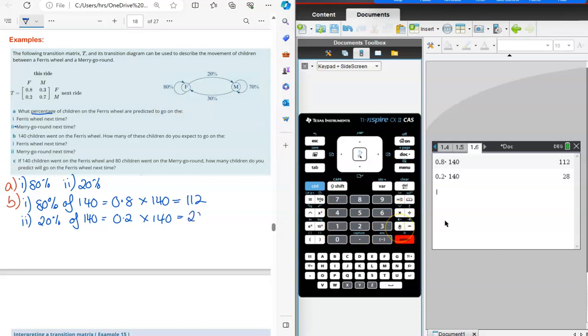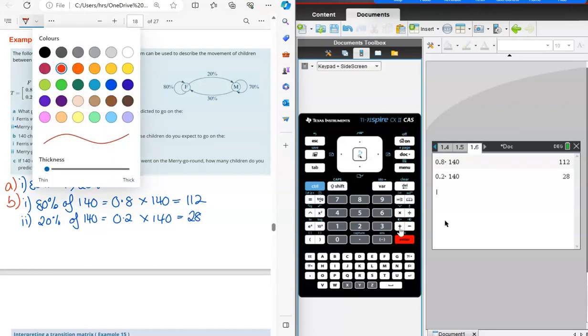A 28. Okay, so then it says if 140 children went on the Ferris wheel and 80 children went on the merry-go-round, how many children do you predict will go on the Ferris wheel next time? So if 140 children were on the Ferris wheel and 80 went on the merry-go-round, you're really just looking at how many will go. So you have to think about it.